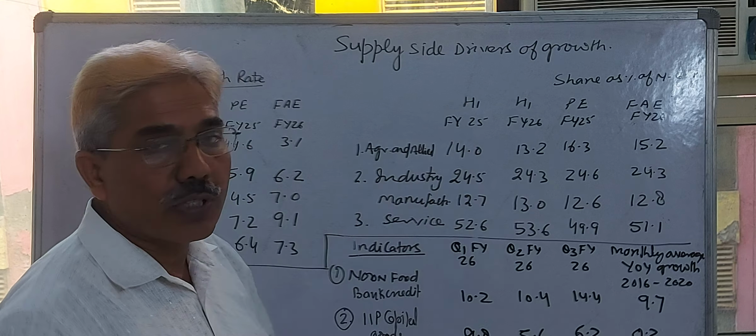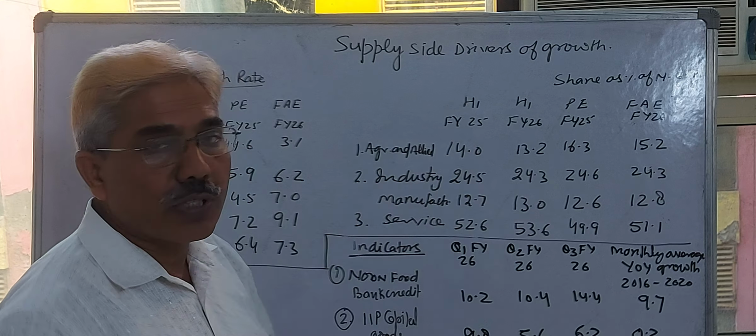As you can see, our bank credit for the non-food sector, specifically industry and the service sector, increased 10.2% during the first quarter of 2026. If you consider H1 2026, agriculture and allied sector contribution in nominal GDP was 13.2%, industrial contribution 24.3%, manufacturing sector contribution 13%, and service sector 53.6%. On the other side, bank credit is also increasing for this sector.